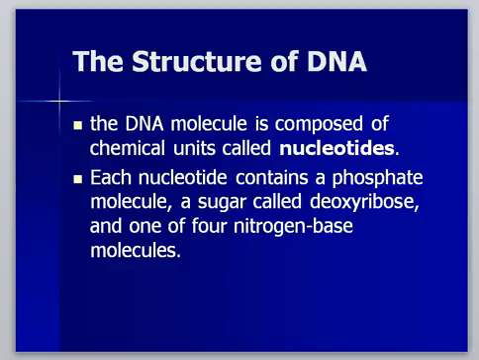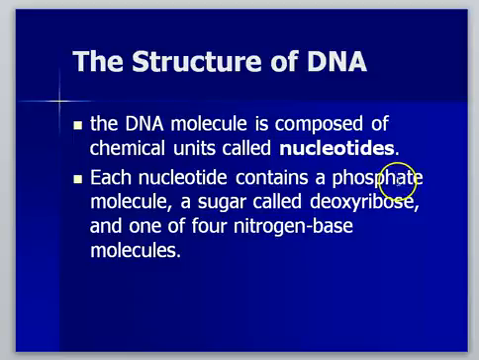Now, these structures or chemical subunits we call monomers are known as nucleotides. And that's what DNA is made up of, these things called nucleotides. And a nucleotide is something made up of three parts.